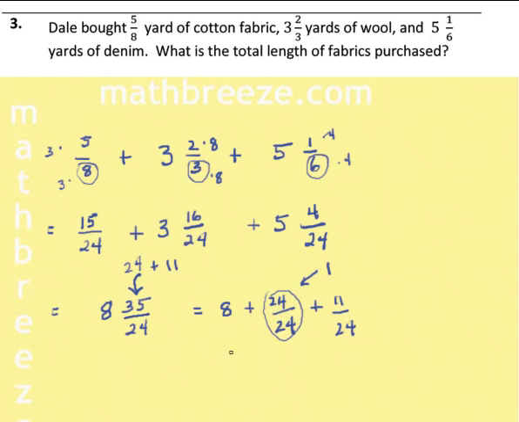So we'll combine this one with the whole part, with the 8. So the whole part is really 9, and the fraction part is 11 over 24. So 9 and 11 over 24, and the units are yards of fabric.